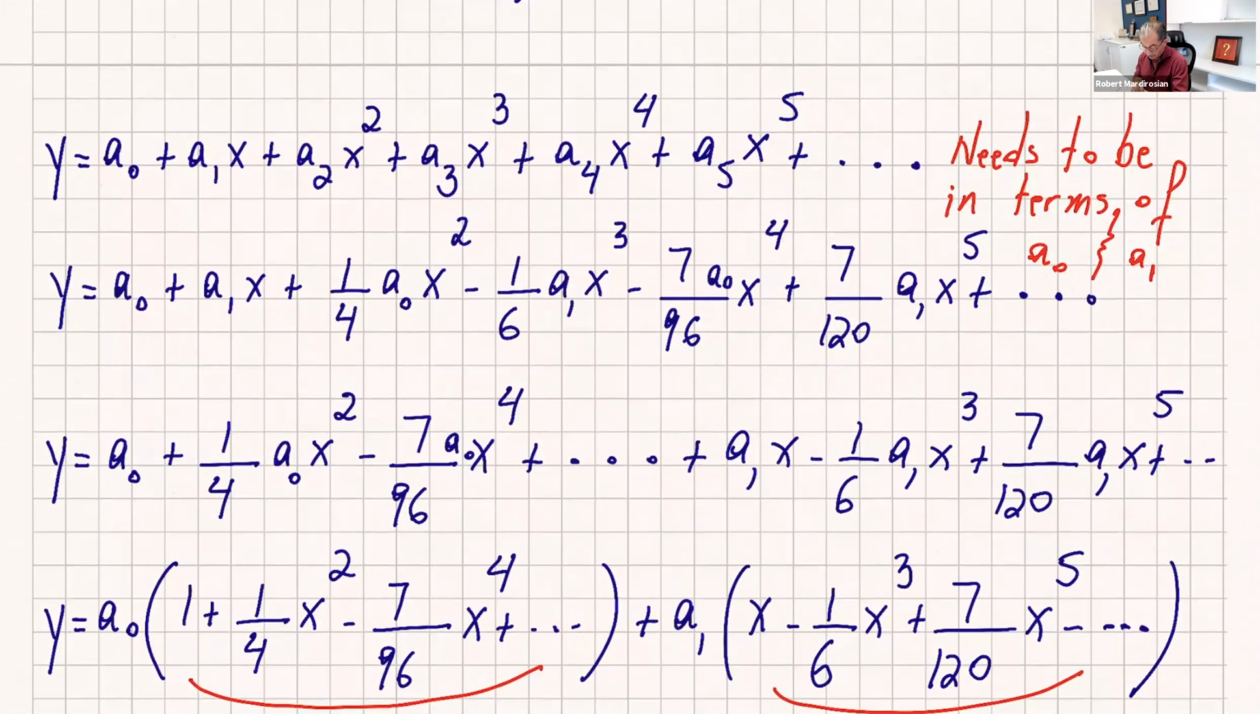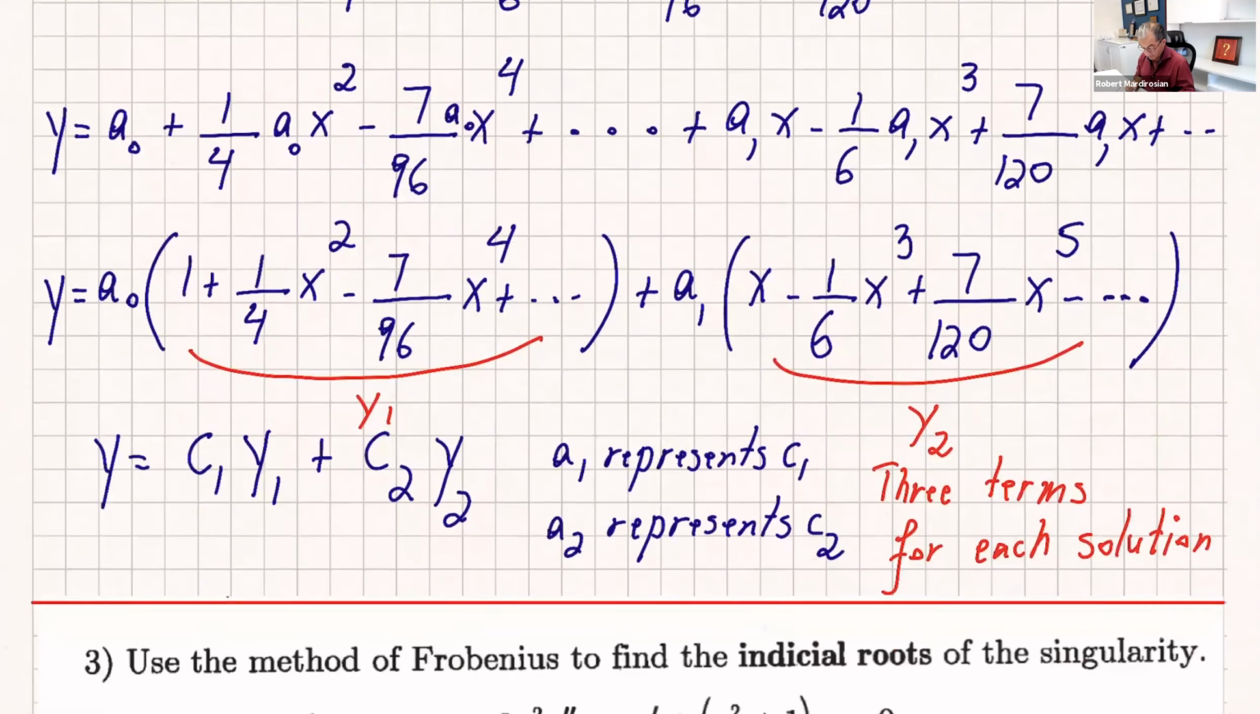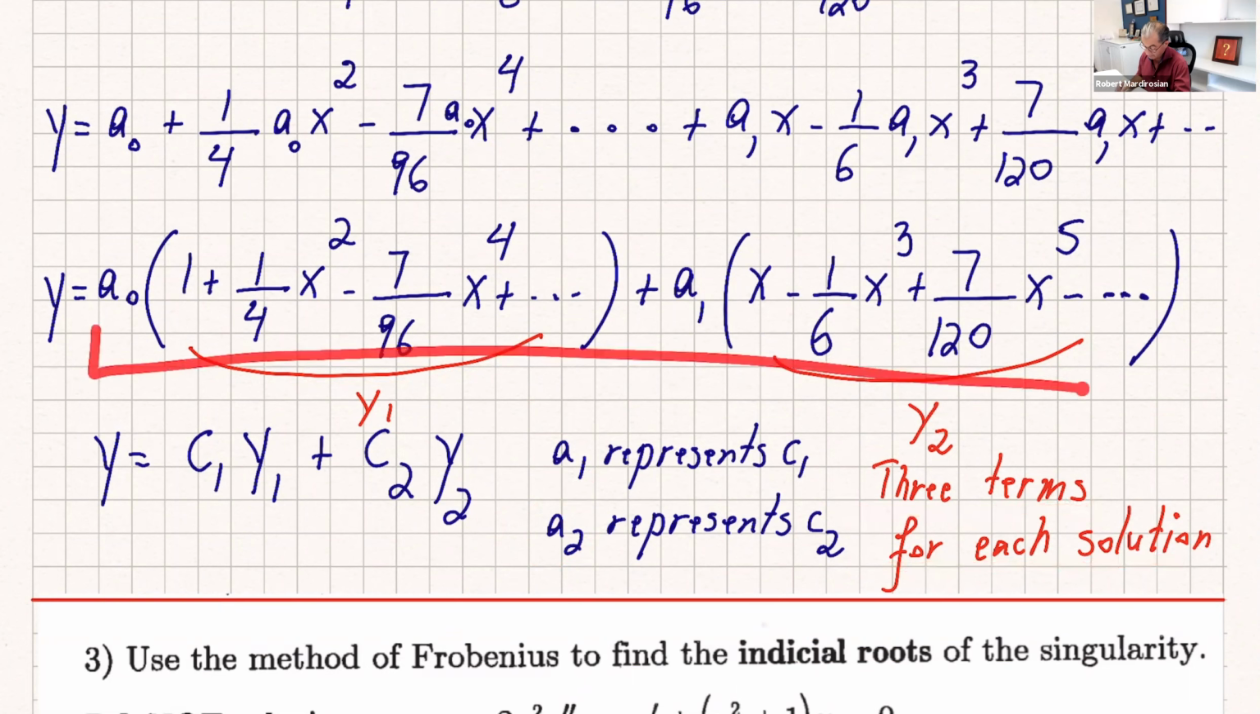Then you separate the terms with a0 and the terms with a1. So this is going to be a0, and the terms with a0 have all even exponents, and the terms with a1 all have odd exponents. So basically, this is our y1 and this is our y2. The solution, we know, is written as c1 y1 plus c2 times y2, where a0 represents c1 and a1 represents c2. And if you want to write this for each one, 3 terms are good enough. So this is the solution.